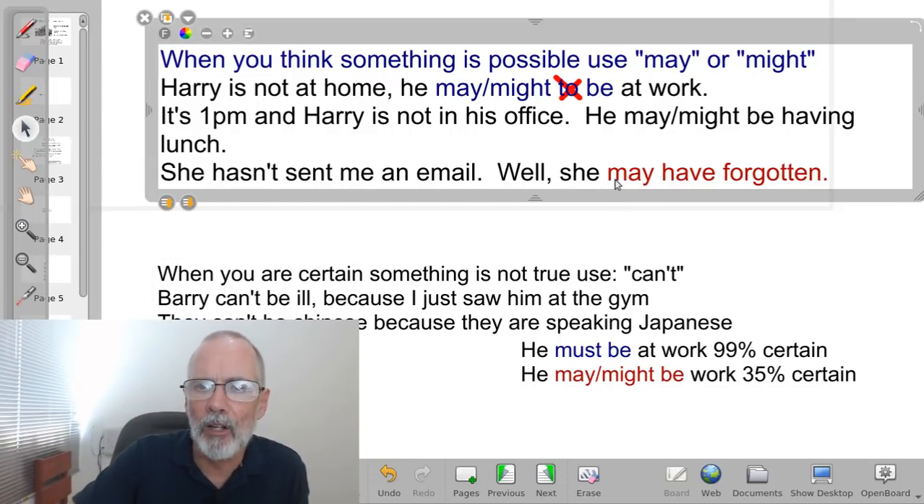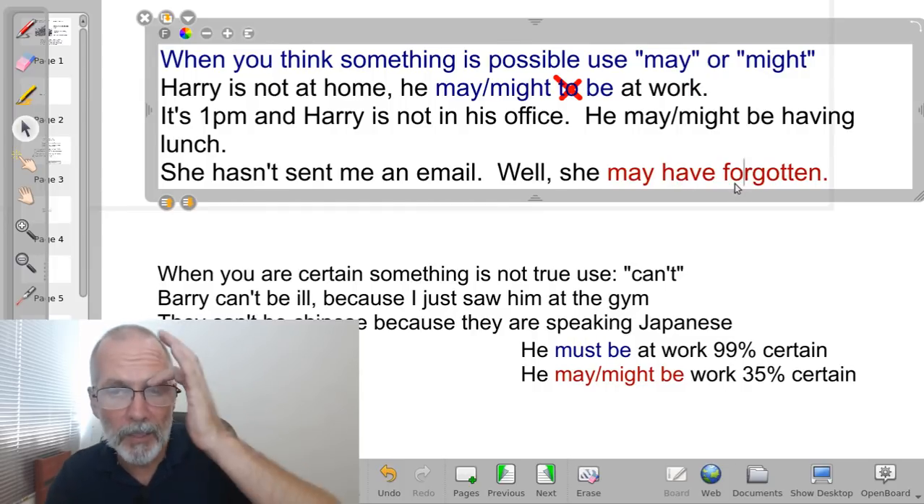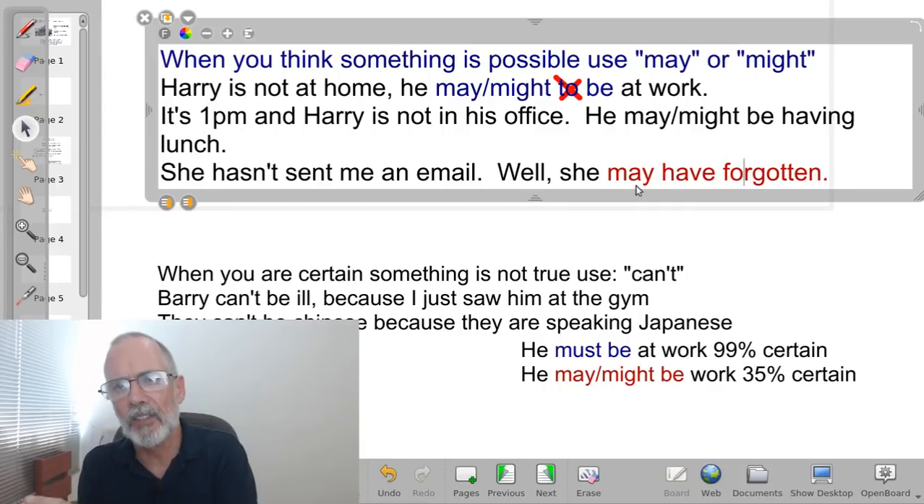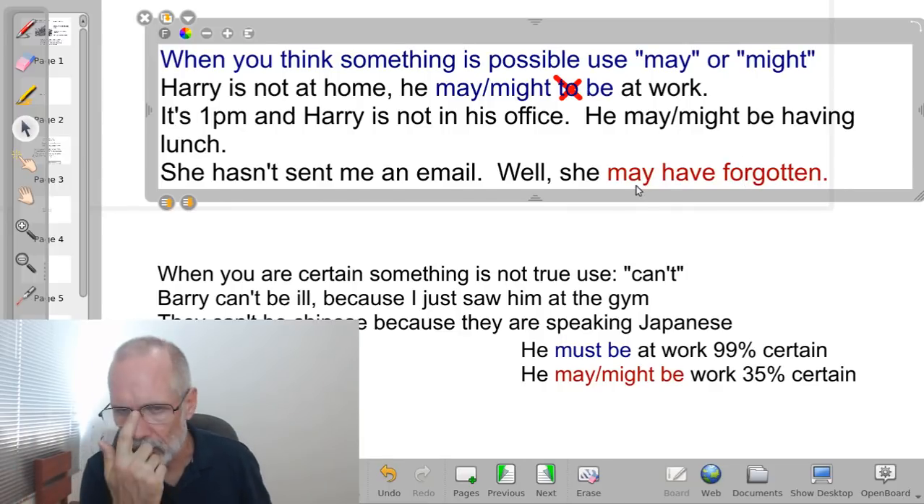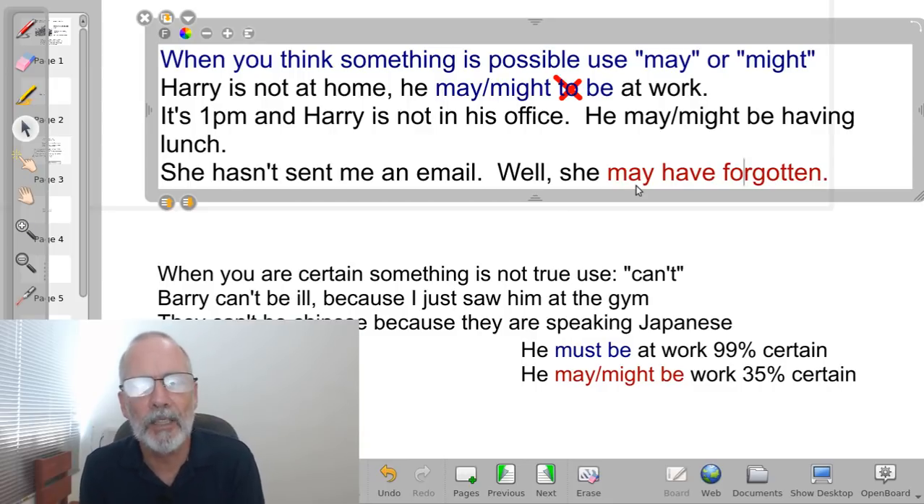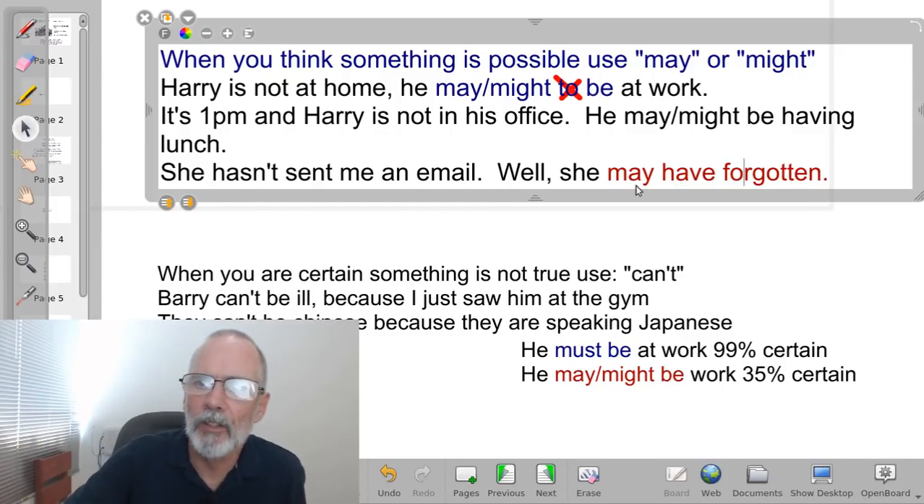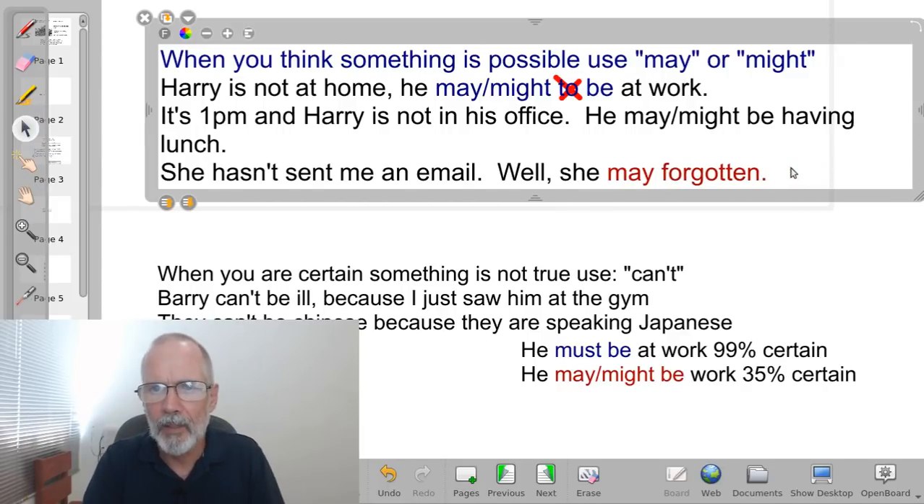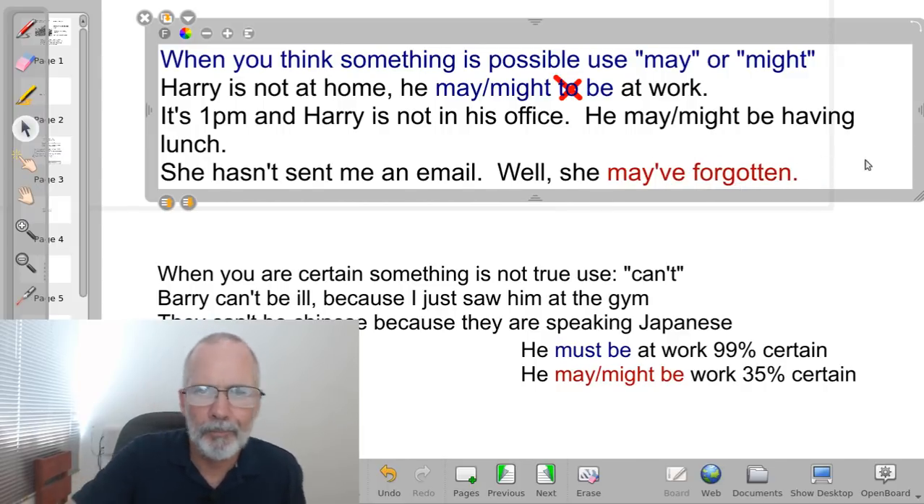She may have forgotten. I think it's okay here because we've still got may plus have, which is the base verb, plus the past participle. Probably it's a bad example, but it's an assumption about the past, which we'll look at in another class. But it's the same meaning. It's still an assumption, still a deduction. I don't know if she's forgotten, but it's a possibility that she's forgotten. She may have forgotten. And the pronunciation of this one would be, she may have forgotten.